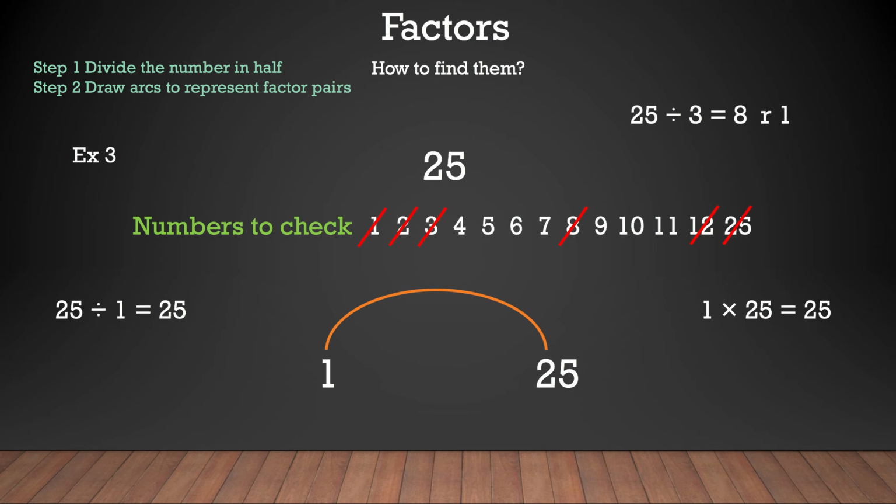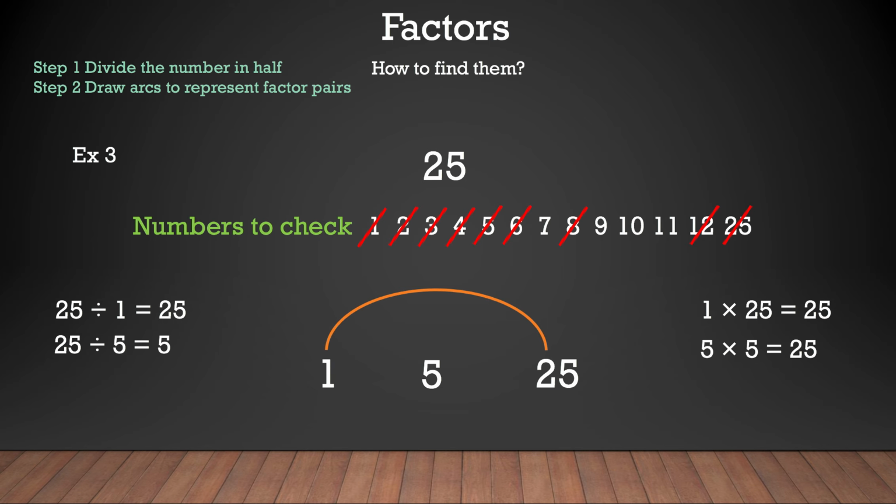The next number is 3. So we can do 25 divided by 3, which is 8 remainder 1. And then the inverse of that is true, so if we divide by 8, you're still going to get a remainder. Now let's take a look at 4, which is the next number. 25 divided by 4 gives you a remainder, and so the inverse is also true. And the next number is 5, and that is a factor.